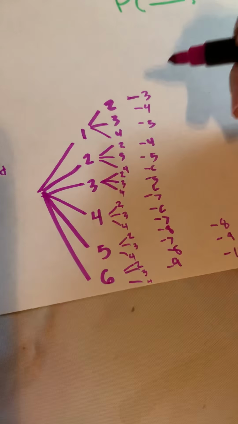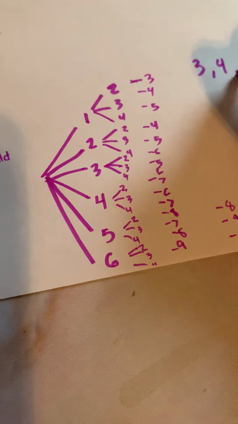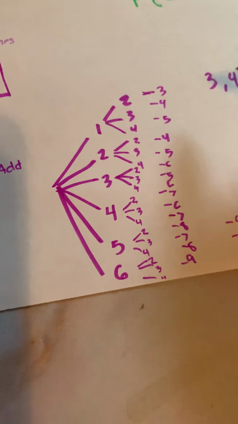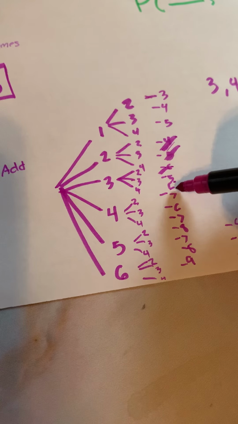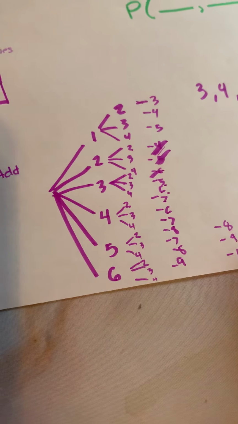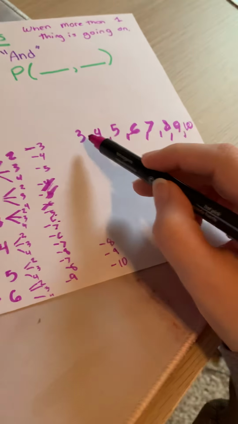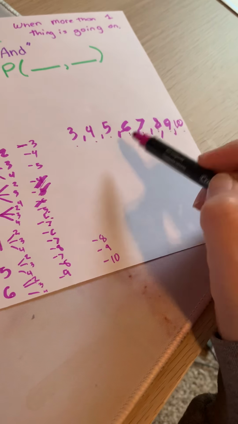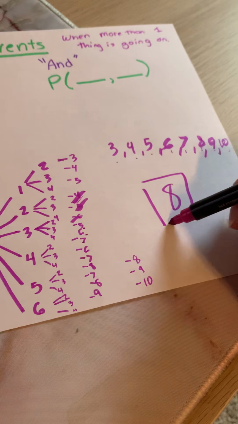So you see, a lot of these numbers repeat, right? So I've got 3, 4, 5. 4 and 5 I used. 6 is new, 5 is used, 7 is new, 8 is new, 9, and 10. So those are all the possible sums. So I count those: 1, 2, 3, 4, 5, 6, 7, 8. That means there are 8 outcomes for this one.